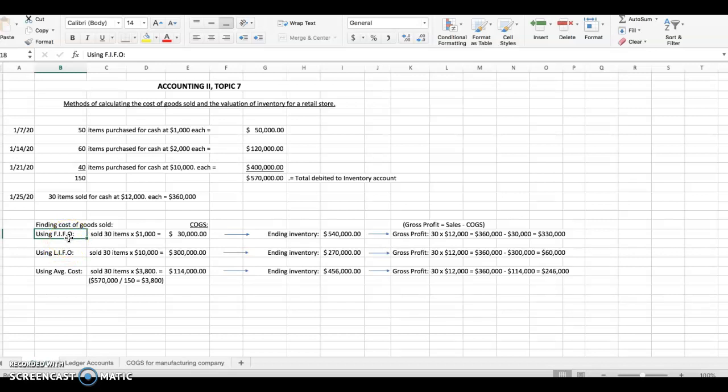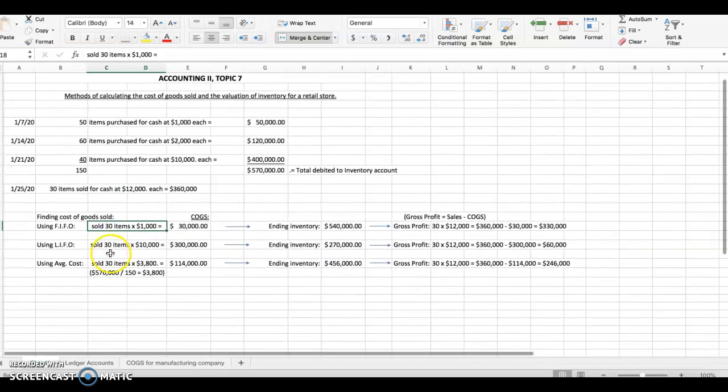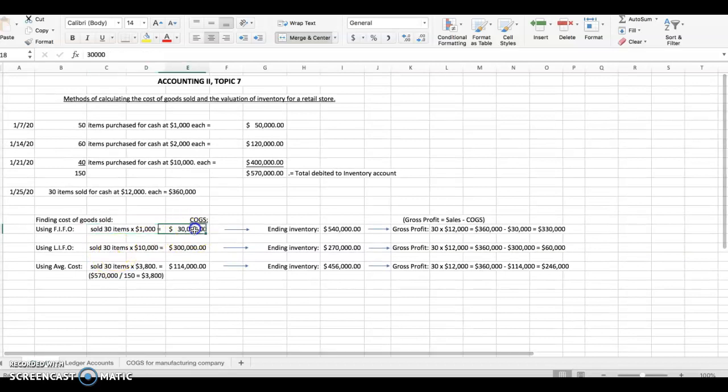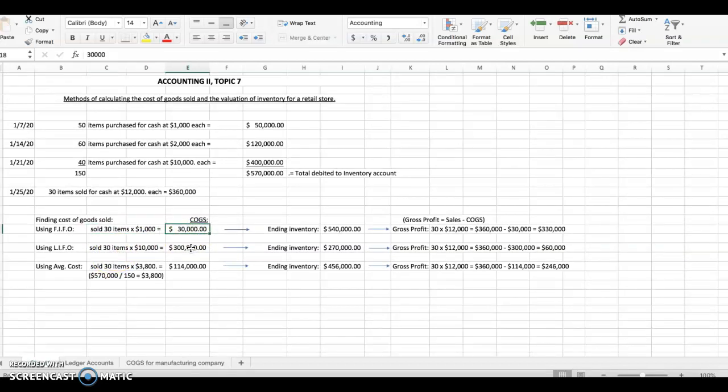We assume in this kind of valuation that these 30 items represent part of the first things we bought way back here on the 7th. The first things we bought were at $1,000 each. So if that's what our assumption is, when we sell 30 of those items times $1,000, the cost of goods sold is $30,000. And to follow it over, ending inventory is $540,000. We'll see that in a minute.